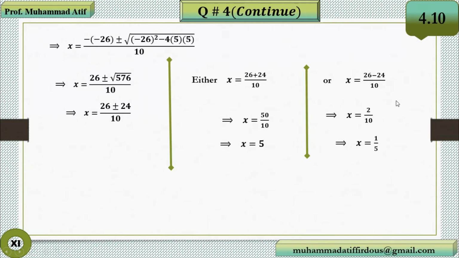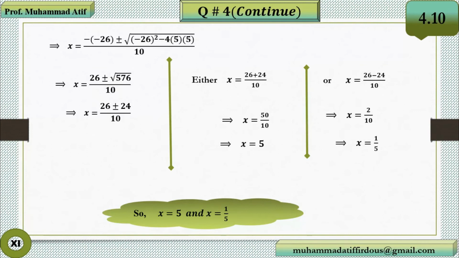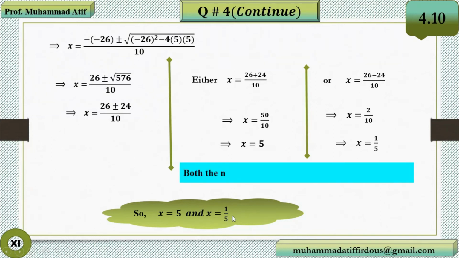Then what will be your final answer? What will be your required value of x? Good. So the required value of x is x equal to 5 or 1 over 5, because both the numbers 5 and 1 over 5 satisfy the given equation. So our required answer is 5 and 1 over 5.